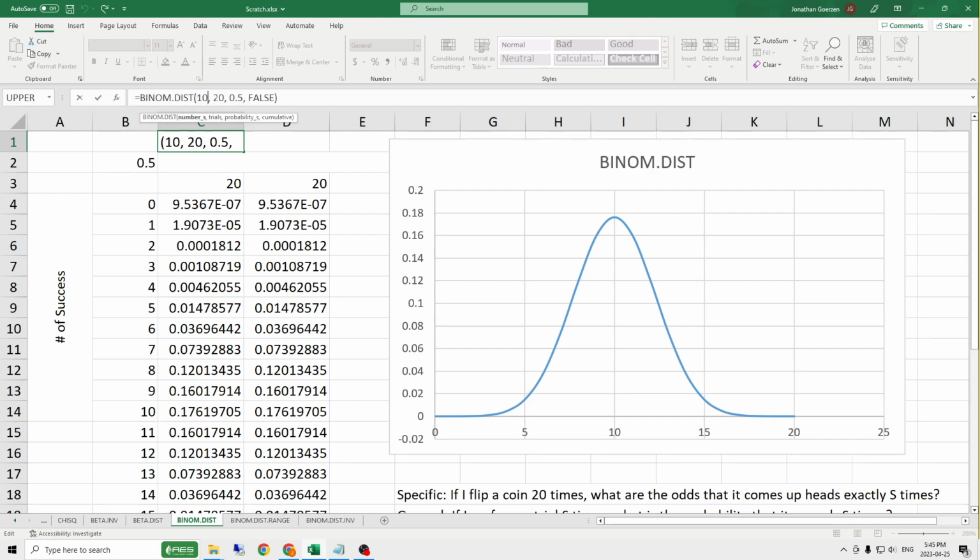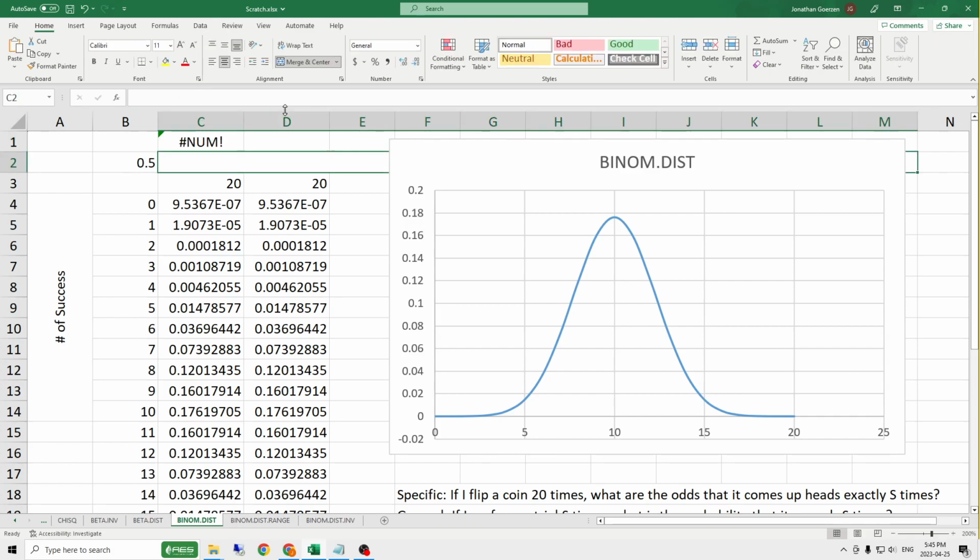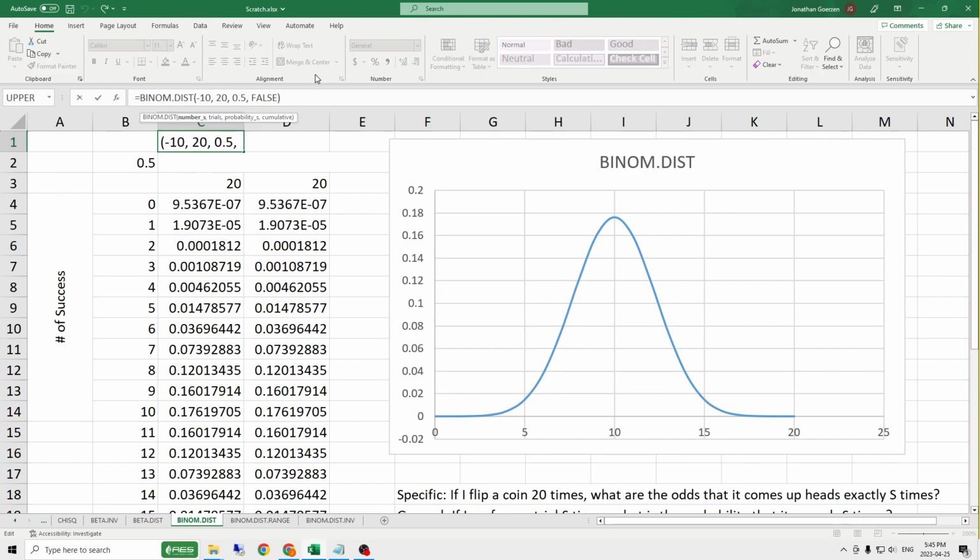So let's look at these arguments in a little more detail and what they can be. The number s has to be a positive integer. If I do something crazy with it and give it a weird value, you'll notice that it stays the exact same output value. This input integer gets truncated. If I put in a negative value, I get a number error. The other thing is that, obviously, if my target number of successes is greater than my number of trials, it will also throw a number error. If I flip a coin 20 times, I can't get 21 heads. That's just absurd. So those are kind of the limits for the number s, or the number of successes.